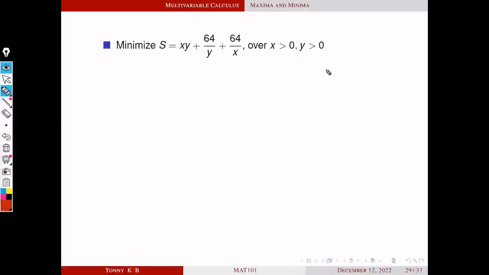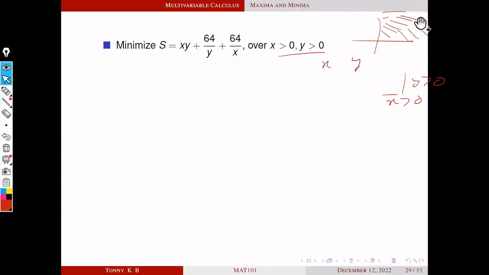Why? Because we know what our x and y are. x and y are the length and breadth of the rectangular box, and we know that length is always positive. That's why we have one more natural assumption, x is greater than 0 and y is greater than 0. So we have to minimize this function over this region. This region means this first quadrant portion except these two axes, because x is positive and y is positive. So the portion of the first quadrant except these two axes.